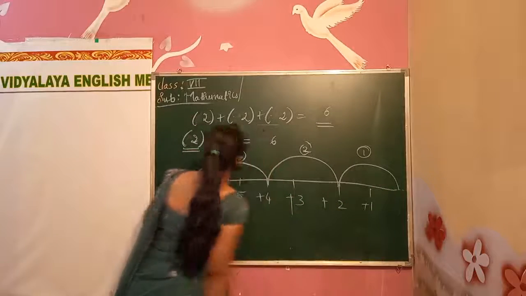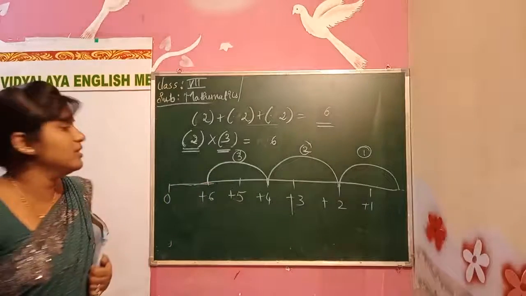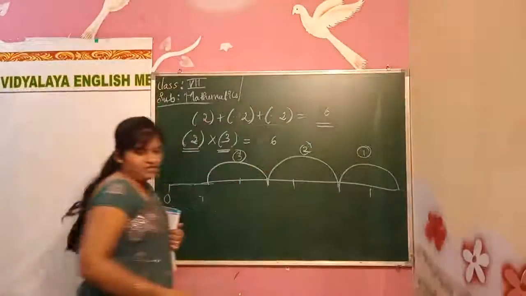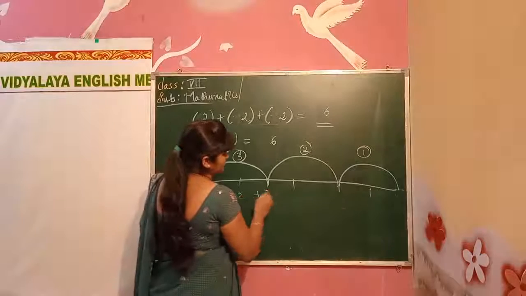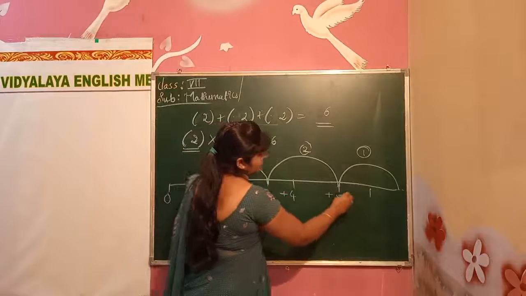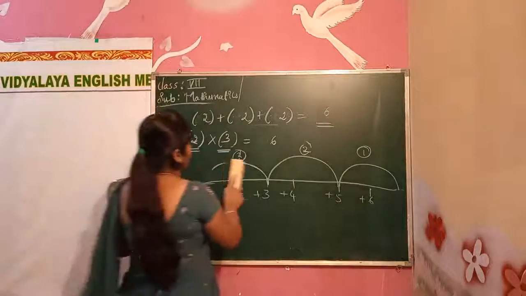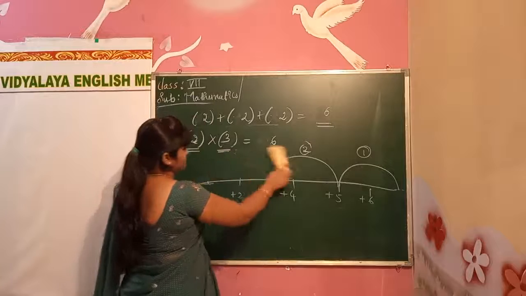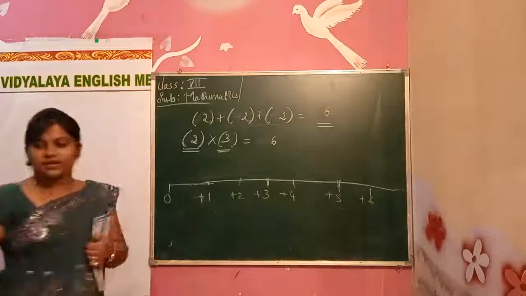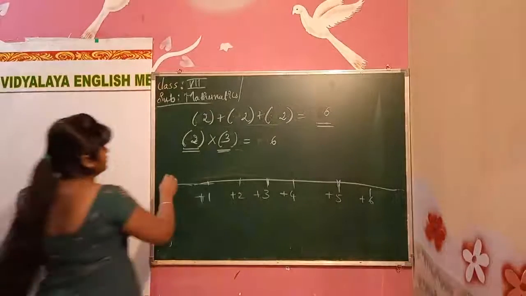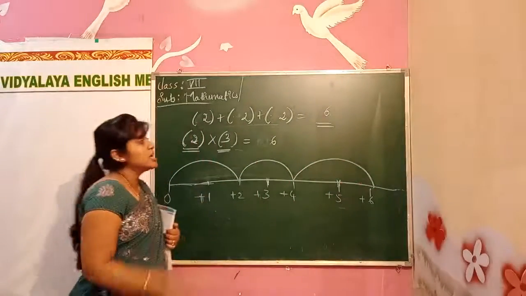And this 0 will be on this side, and all the numbers will be reversed. And here start jumping now. 0 to 2, 2 to 4, 4 to 6. We got positive 6.